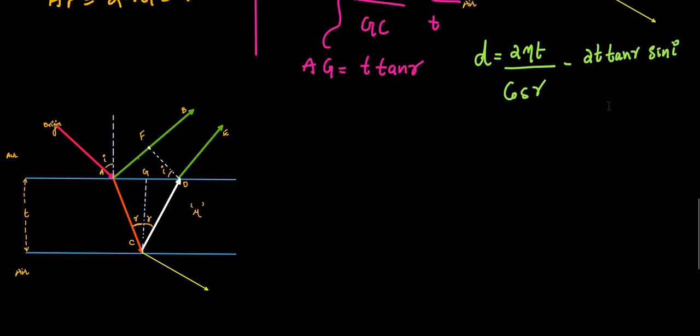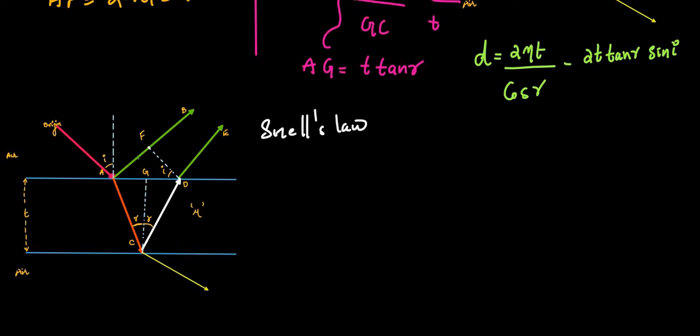Here in this equation we don't have anything from the figure. We have the tan r, sine i, and mu thickness. But this is a bigger equation. We need to simplify this equation further. So at this point, let's recollect Snell's law.